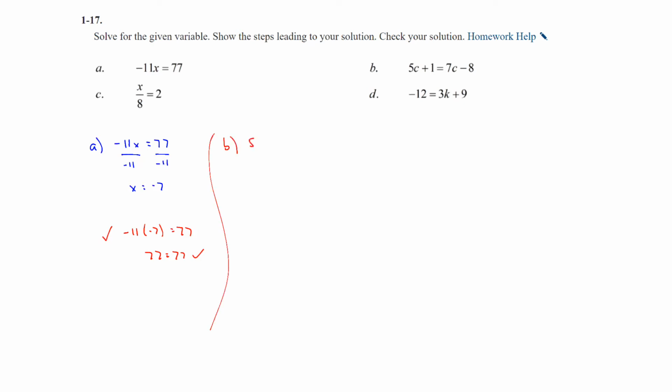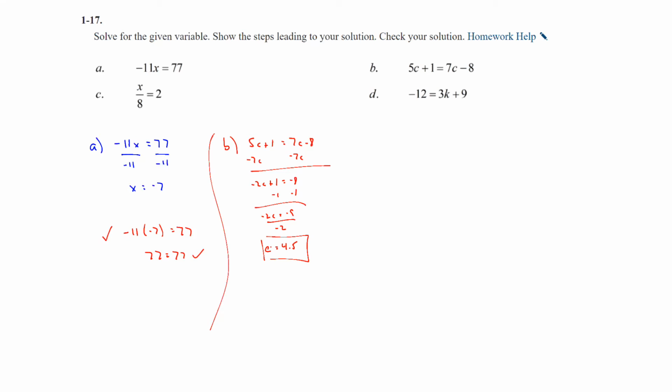B, we have 5c plus 1 equals 7c minus 8. Variables on both sides, so we can get the c term on the same side by subtracting 7c from both sides. That'll get you negative 2c plus 1 equals negative 8. Then you can subtract 1 to get the constant to the other side. And then you can divide by negative 2 to solve for c. And that will give you a value of 4.5, 9 halves, 4 and 1 half. They're all the same thing.